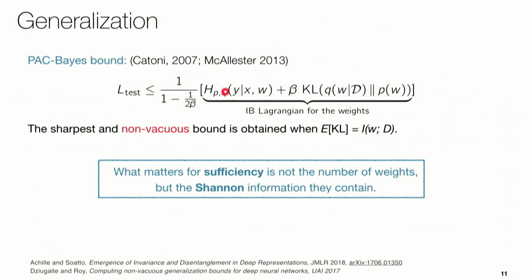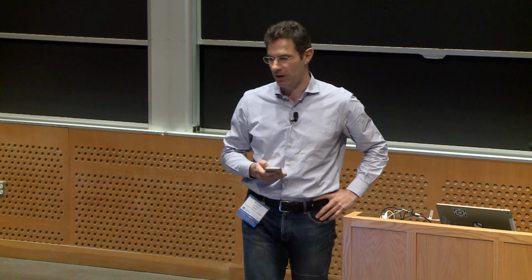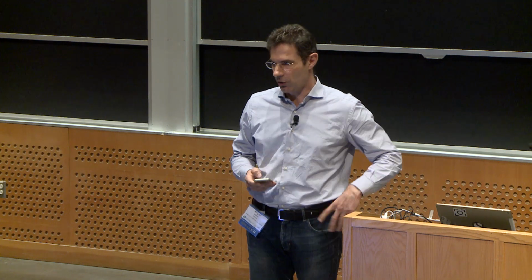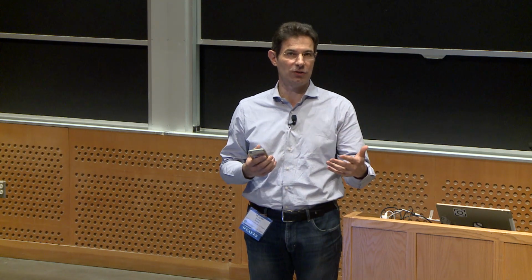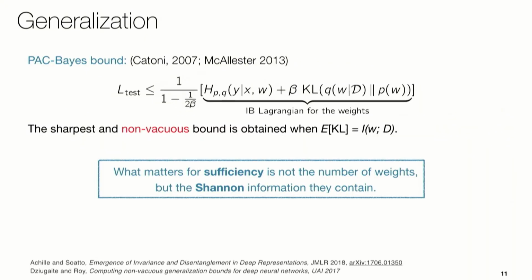Unfortunately, the deep network only optimizes the first term, the empirical cross entropy. You don't have this explicit regularizer, but I'll come back to that. In fact, it turns out that you are optimizing this Lagrangian, even if you're not aware of it. Okay? So what matters here for the sufficiency of the representation of the test data, which is the test loss, is not the dimension, but the amount of information that the weights contain about the data set.